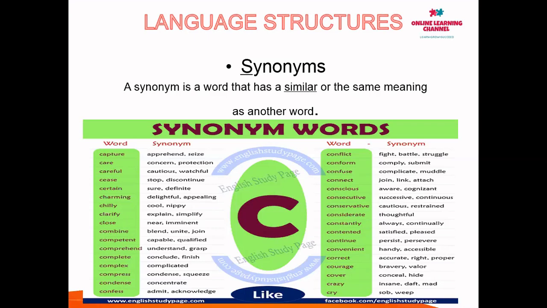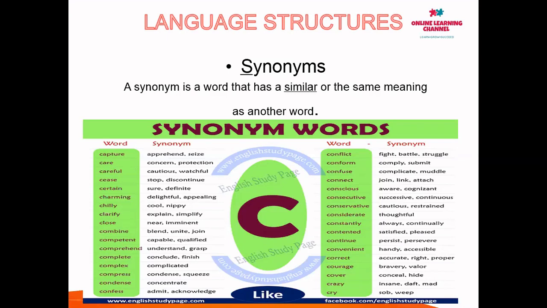So care, we have another word that could say we care about someone, is to say we can show concern, or we want to protect somebody. That's another synonym for the word care. So finding a word that means almost the same thing. Let's try combine. If I tell you combine something, it can also mean blend something, unite something, join something, bring something together, right?